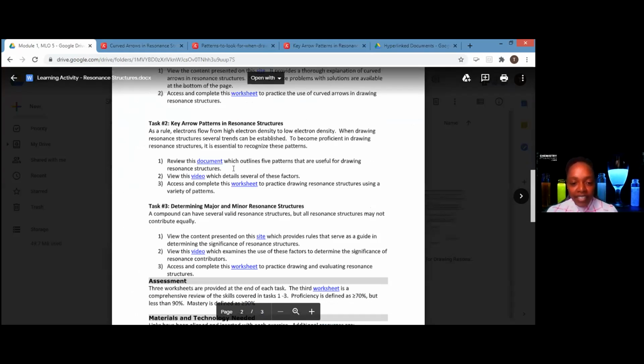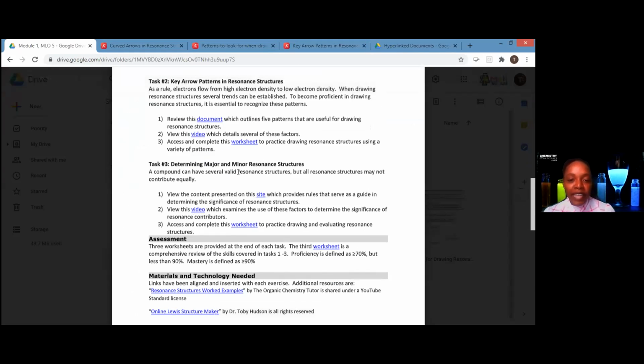So the third task the students were asked to complete was a comprehensive review. They were given a starting point. They were asked to draw different resonance structures and then use what they learned to evaluate the importance of each one, so finding out or labeling major and minor resonance contributors.